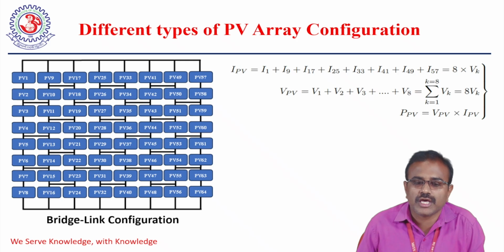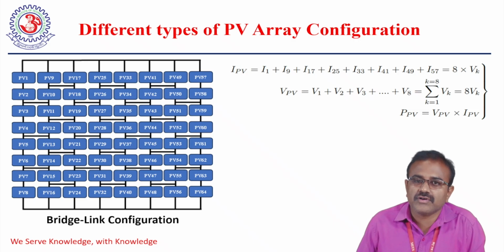IPV is equal to I1 plus I9 plus I17 plus I25 plus I33, I41, I49, I57. Collectively we can say this is 8 cross 8 into Vk. Similarly for voltage, the array voltage is V1 plus V2 plus V3 up to V8. This is the formula for voltage and this is the formula for current.